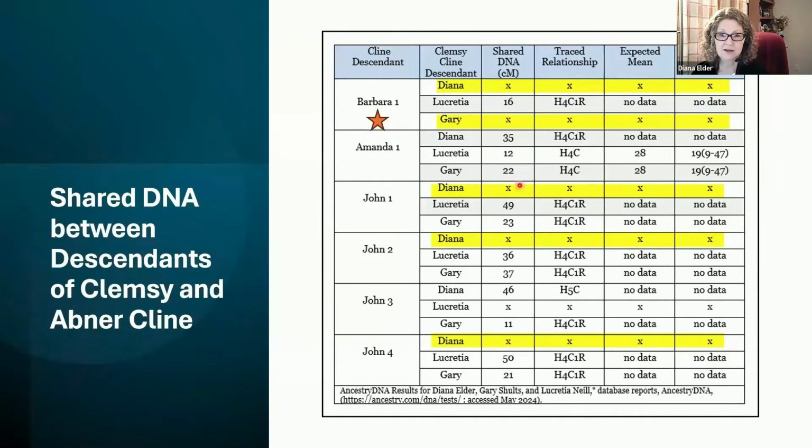And you can see there are some other places that are X'd out. I did not share DNA with John 1, but Lucretia and Gary both did. Again, I did not share with John 2, but they both did. Here we have an interesting one where I share more with John 3 than Lucretia. So when you do something like this, it really helps you see how DNA inheritance can vary. But there are several of these that I would have had no DNA evidence for without having access to their results and being able to look at them as well.